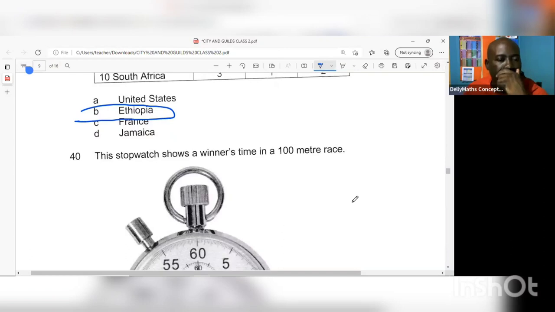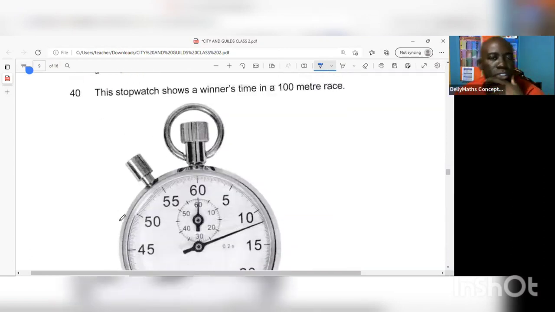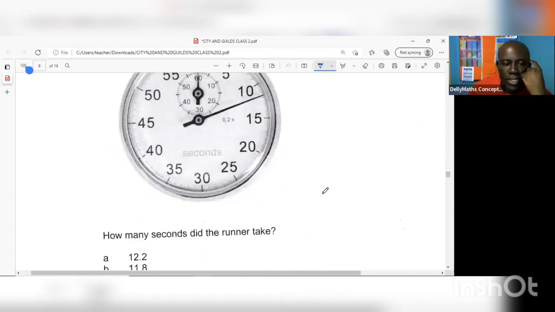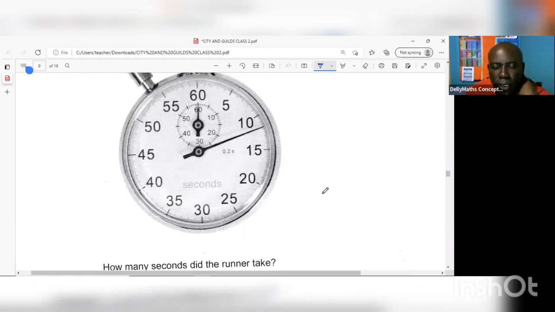All right. This stopwatch shows a winner's time in a 100-meter dash. Question: how many seconds did the runner take? Well, you may not be able to see this, but there's a marker there. There's a marker there. So I'm seeing 11, 12, 13, 14, and you could see this is 15, and this is 10. My answer is so close to 11 to 12.